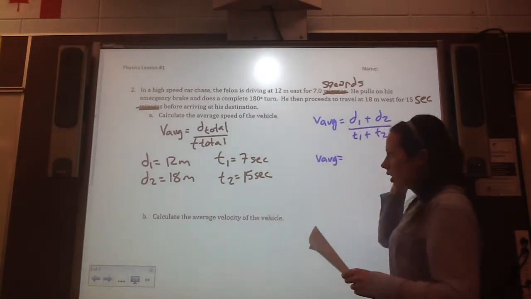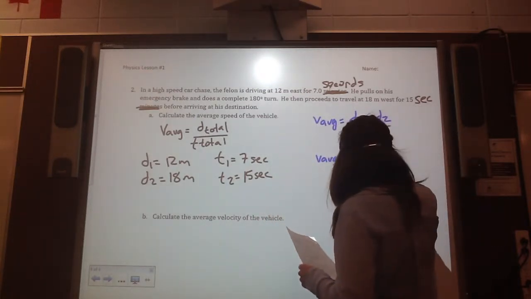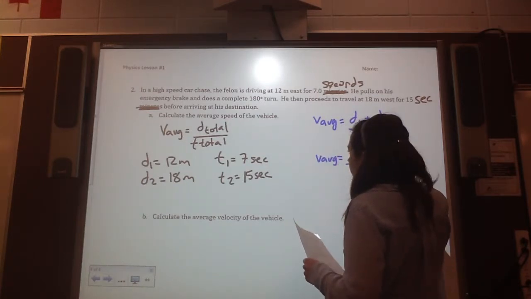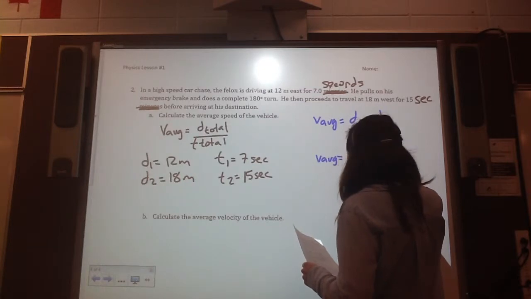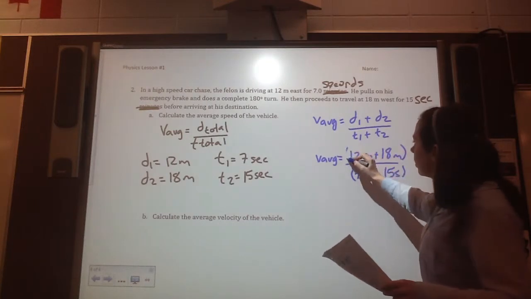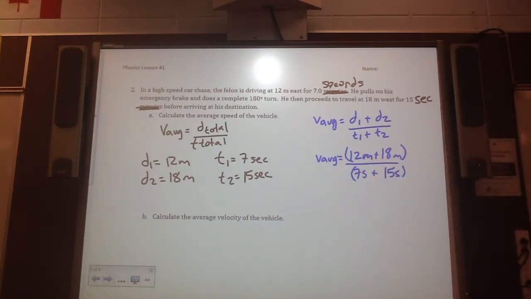So now I'm going to put that into the actual formula. So I have 12 meters plus 18 meters divided by 7 seconds plus 15 seconds. Again, when you put this into your calculator, either do it in a 2-step process or put things into brackets. So you could go 12 plus 18 and then hit enter. And then go 7 plus 15, hit enter. And then divide the two over each other.